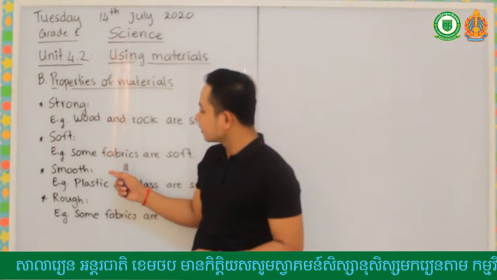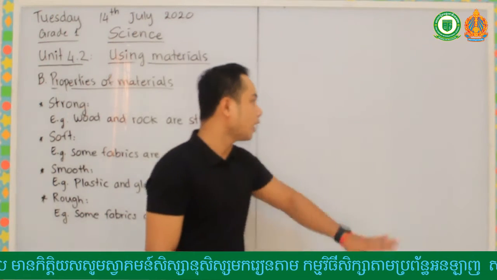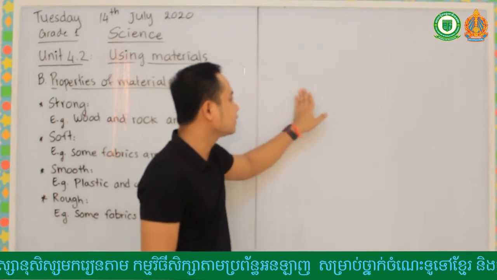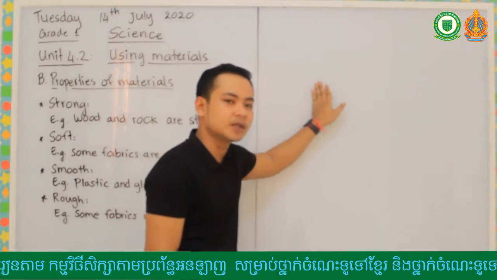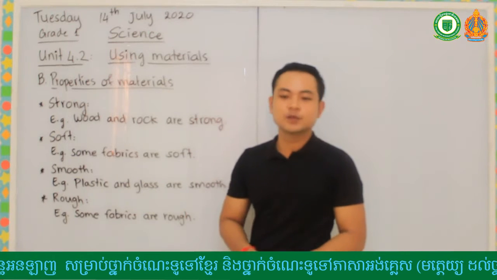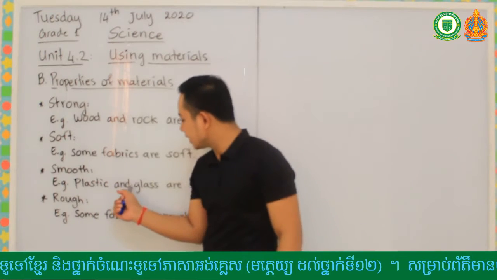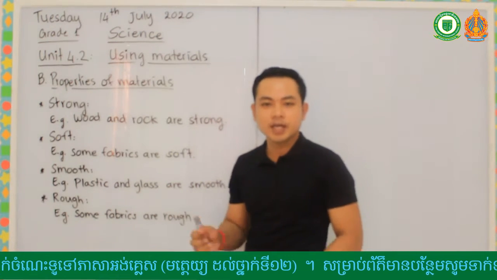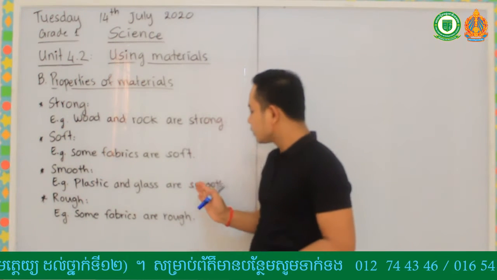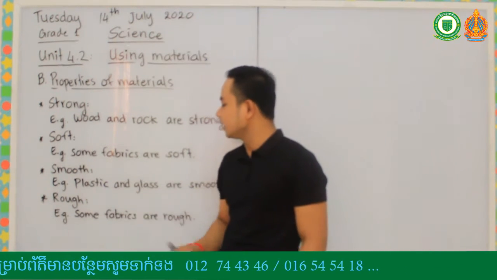And the third property of our materials is smooth. Look at the whiteboard. Is the whiteboard smooth or rough? Smooth, right? See, it's very, very smooth, very slippery, right? So the plastic is smooth. Even the glass. So plastic and glass are smooth. So smooth is the property of plastic and glass.